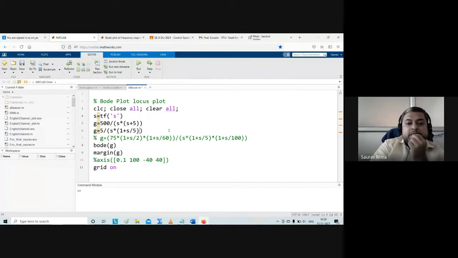Question is, will this Bode plot cross the minus 180 degree line? Yes or no? No, sir. It will not cross because for 1 by s, the phase is minus 90. For 1 by s plus 5, the phase is minus 90. So the maximum phase for this Bode plot will be minus 180. Is it understandable, all of you?